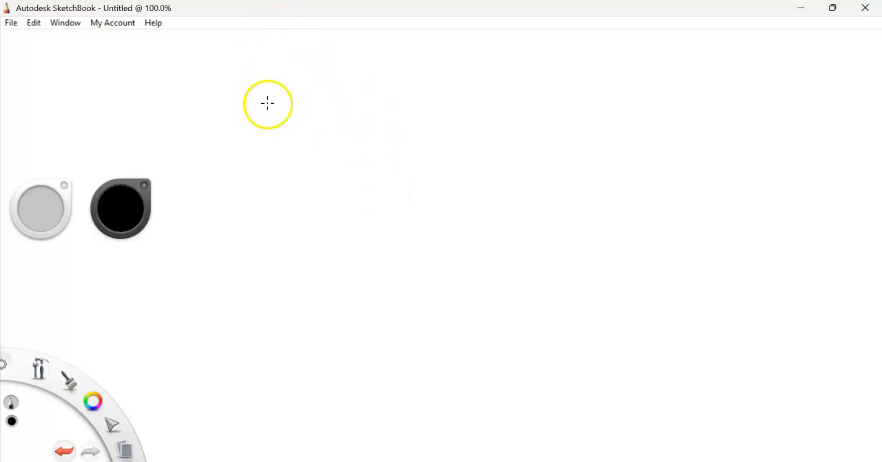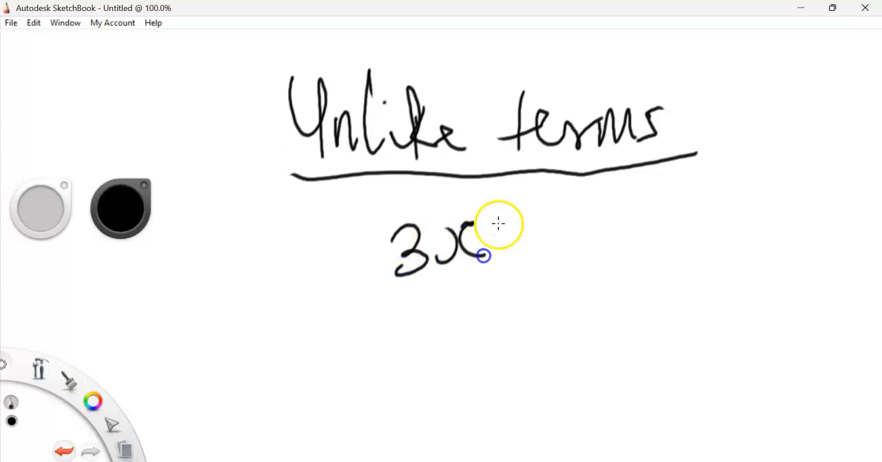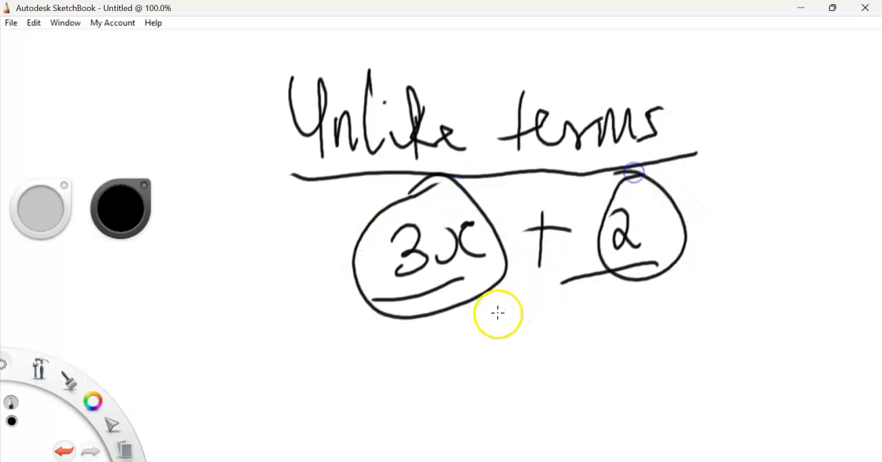I want you to know that whenever you have unlike terms, they don't add each other. For example, you have 3x plus 2. There are two terms in this algebraic expression, which are 3x and 2. But these 3x and 2 cannot add to each other, right? They cannot add to each other.